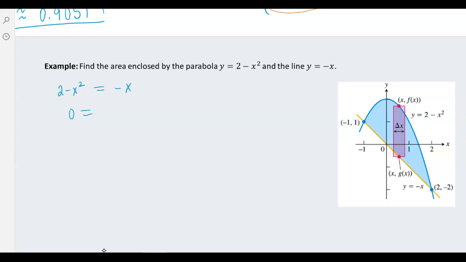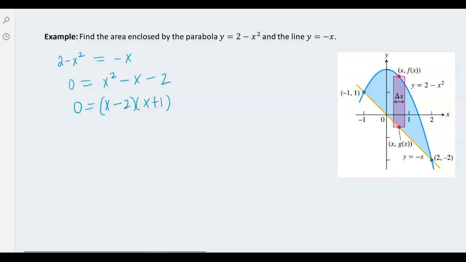So I will solve this, get everything onto one side and 0 on the other because it's a quadratic, so that I can factor it. X minus 2, x plus 1. All right, so I know that the places where they intersect are going to be at x equals 2 and x equals -1. I can see that on the graph, and that just helps me know where I'm going to integrate between.